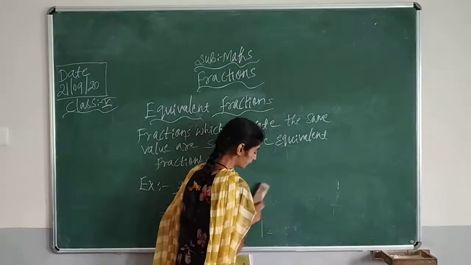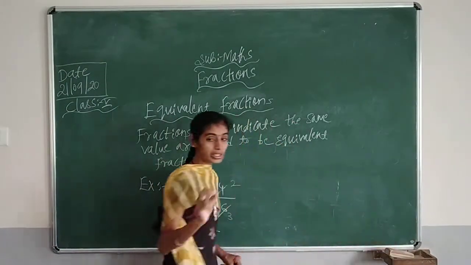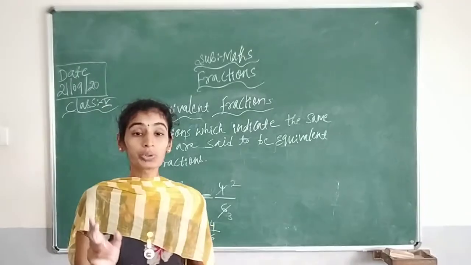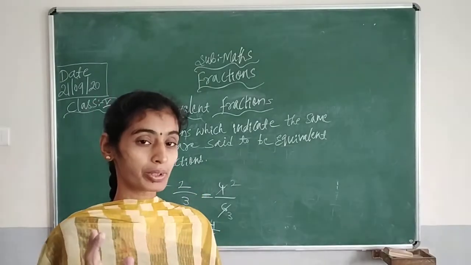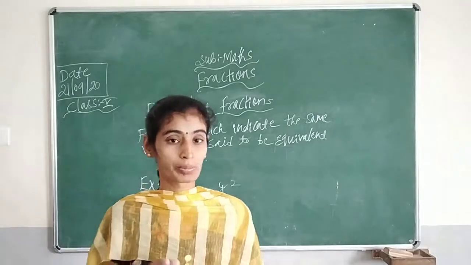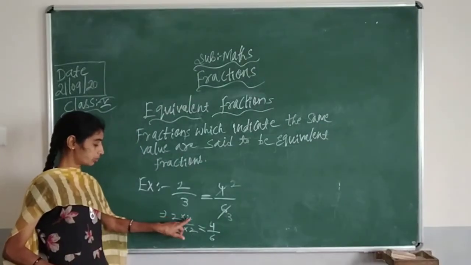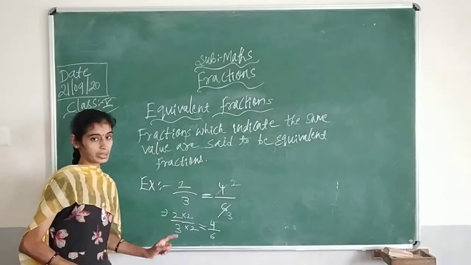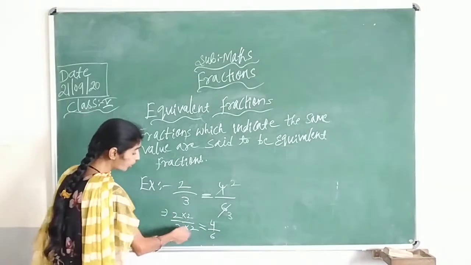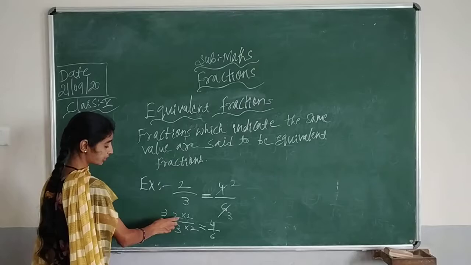To get the equivalent fraction, you need to multiply the same number to the numerator and the denominator. Like I have multiplied by 2, means the same number you have to multiply. So how to get the next equivalent fraction, children?